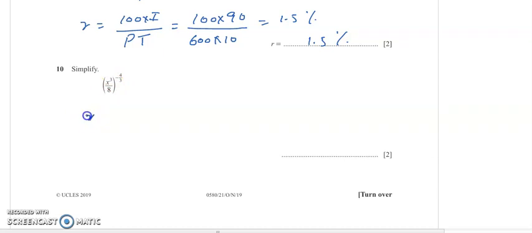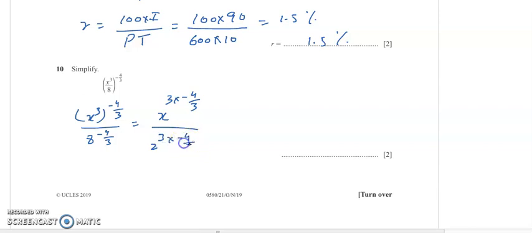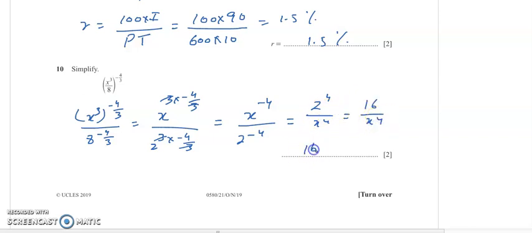It will be x to the power 3 to the power minus 4 over 3, over 8 to the power minus 4 over 3. I can write it as x to the power 3 times minus 4 over 3, over 8, which we can write as 2 to the power 3 into minus 4 over 3. We will cancel with this, and this will cancel with this. So we are going to get x to the power minus 4 over 2 to the power minus 4. To make the power positive, we can write it as 2 to the power 4 over x to the power 4, and 2 to the power 4 is 16 over x to the power 4. So the answer will be 16 over x to the power 4.